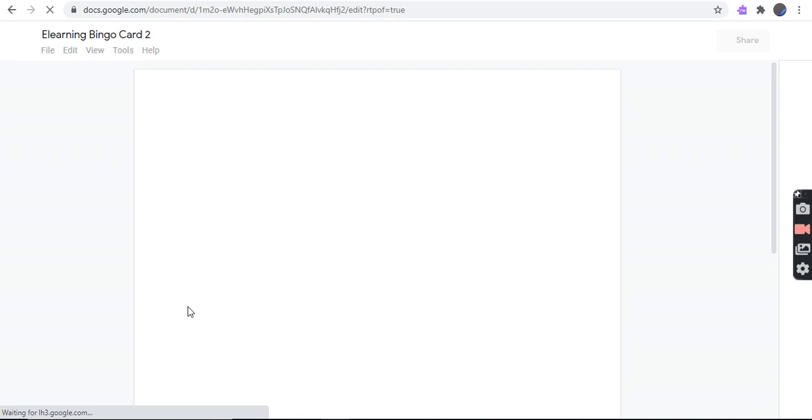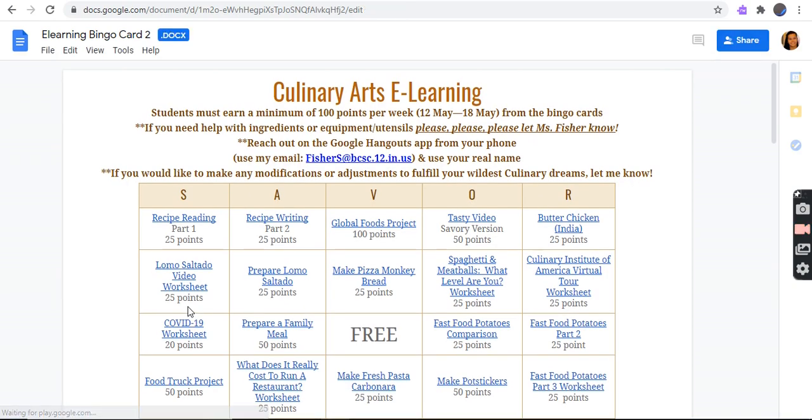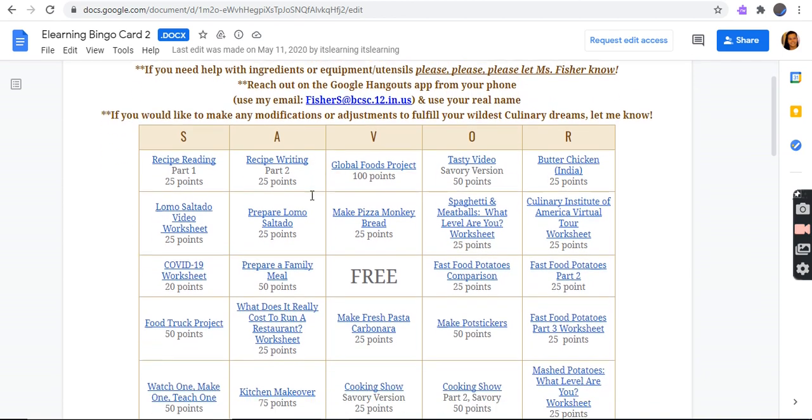Culinary Arts eLearning. Students must earn a minimum of 100 points per week, May 12th to May 18th. Okay, so recipe reading. You can let Miss Fisher know, and use your own name. If you would like to make any modifications or adjustments to fulfill your wildest culinary dreams, let me know.